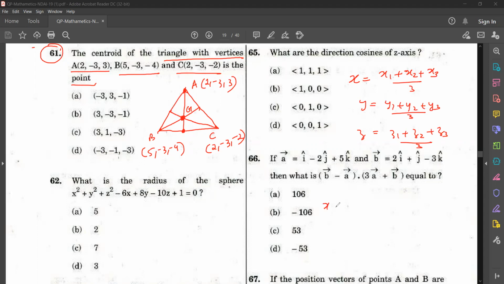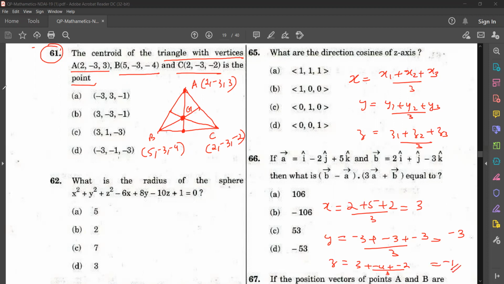So x equals 2 plus 5 plus 2 by 3, which is 3. y equals minus 3 plus minus 3 plus minus 3 by 3, that is minus 3. z is equal to 3 plus minus 4 plus minus 2 by 3, that is minus 1. So the answer is (3, -3, -1). Option B is the correct answer.